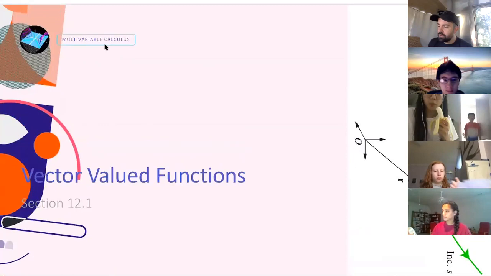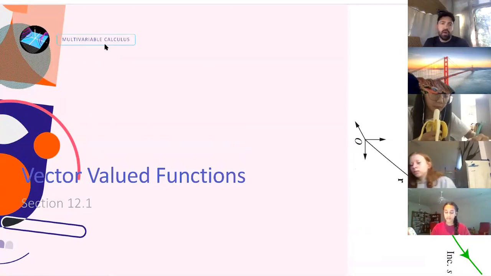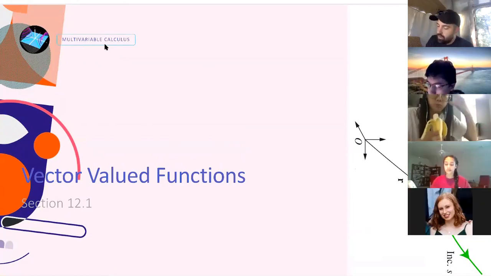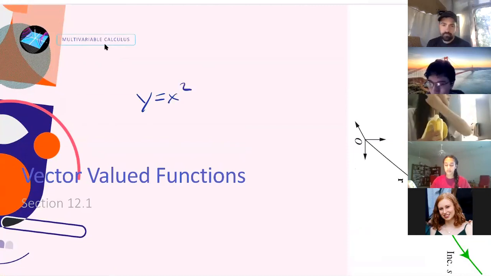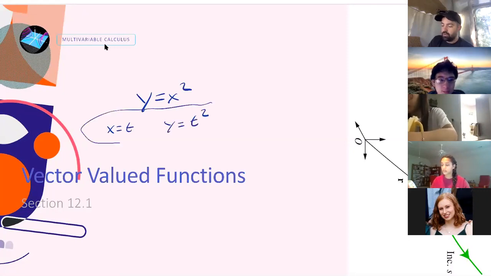Okay, so now we're looking at what are called vector valued functions. At the end of chapter 11, we were talking about how normal functions graph as surfaces, and we basically need parametric equations to graph a curve. So if I graph y equals x squared in 3 dimensions, that's not going to graph as a parabola. That's going to graph as a surface that's shaped like a parabola. If I want the parabola itself, I have to use parametric equations. So I would want x equals t, y equals t squared. That would graph a parabola.